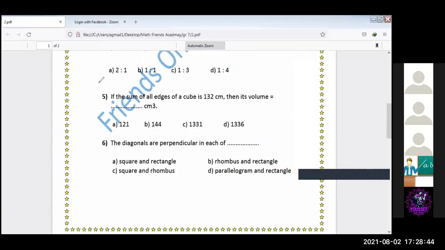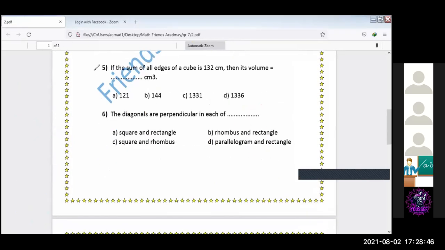Okay. If the sum of all edges of the cube is 132, then its volume. First of all, teacher, we will divide 132 by 6. Complete your answer. Then teacher, we will get the centimeter. One minute, Arwa. Let's move step by step.